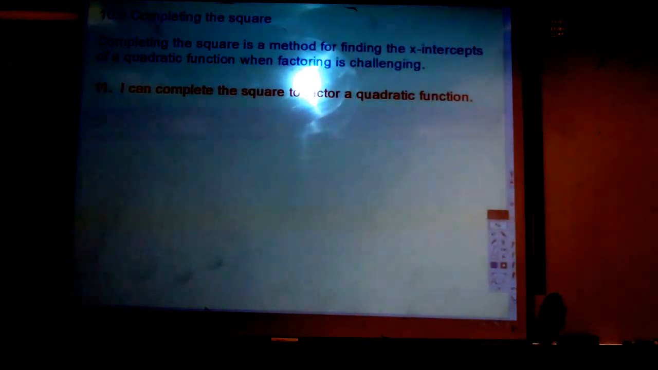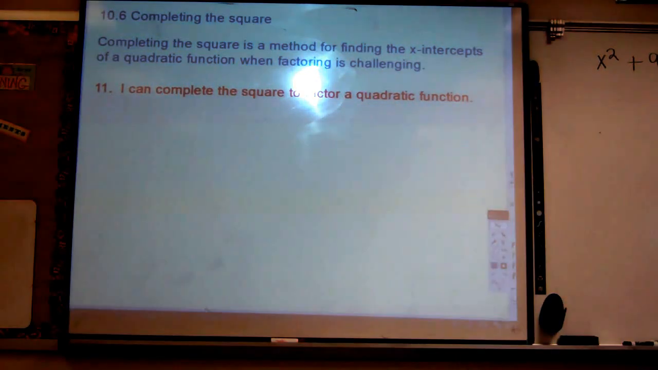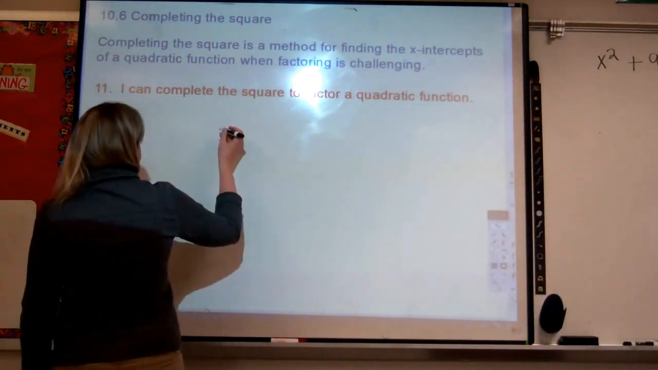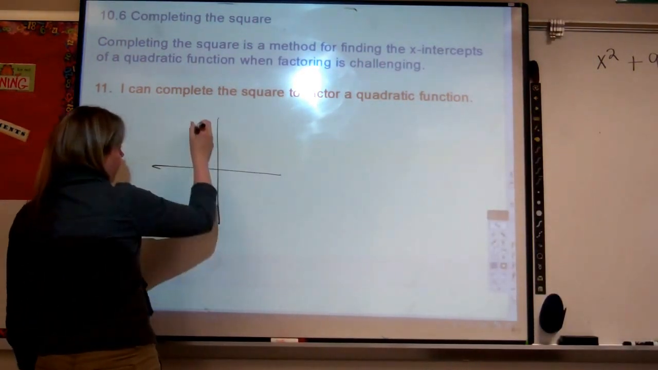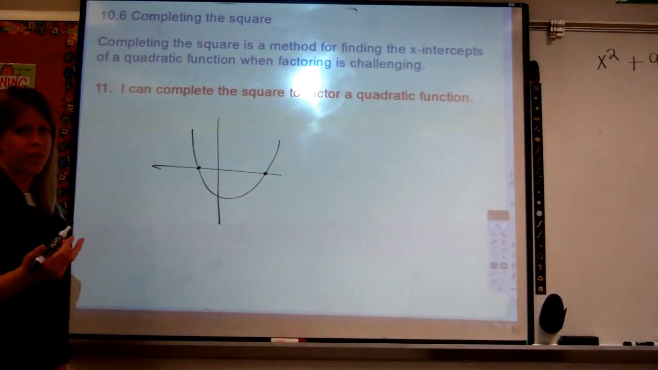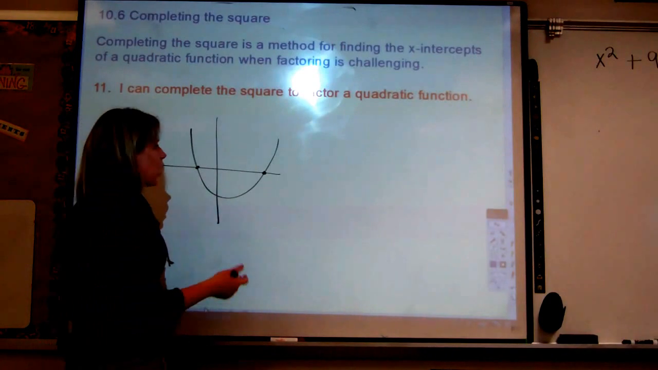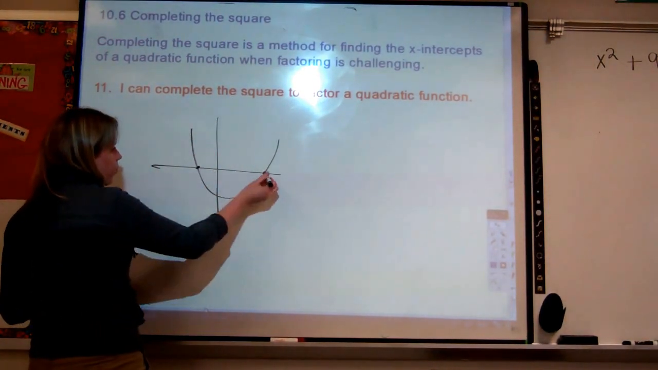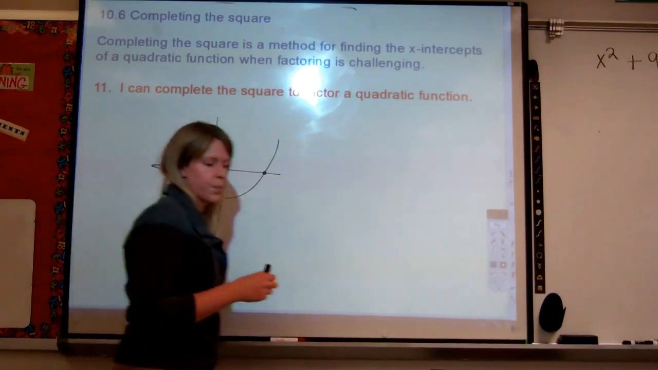When you're completing the square, what you're basically doing is using another method for finding the x-intercepts. So you are finding the places on the graph where the parabola touches the x-axis. It's just one other method. We've already talked about factoring, which does the same thing. It's just another method for finding where the parabola touches the x-axis.